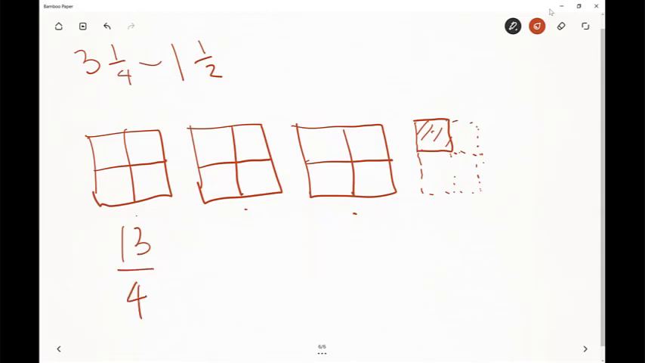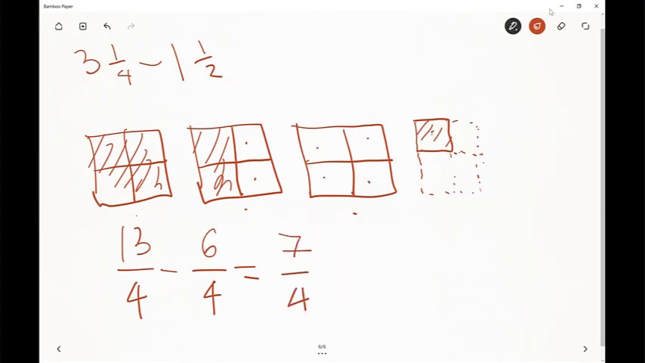And I want to take away 1 whole and a half. So I can see 1 whole is all of this, and I want to take a half away, which is this. How many quarters is that? 4, 5, 6. Oh, that's 6/4. So I'm going to take away 6/4. And what do I have left? I've got 1, 2, 3, 4, 5, 6, 7/4 left. Can everyone see that? I've got 7/4 left. Great.